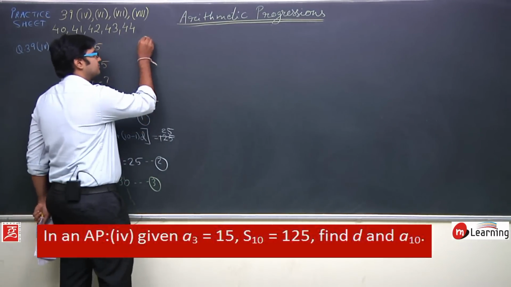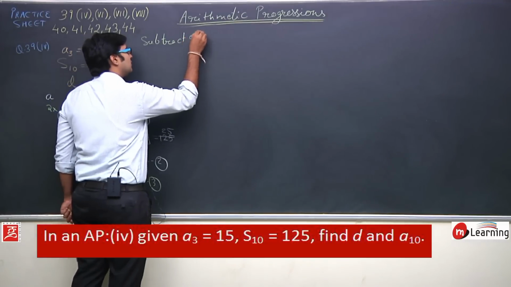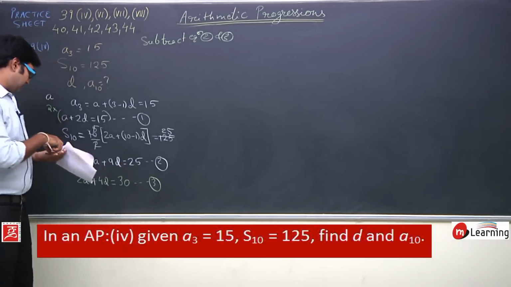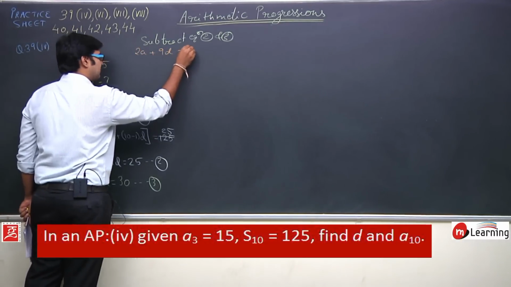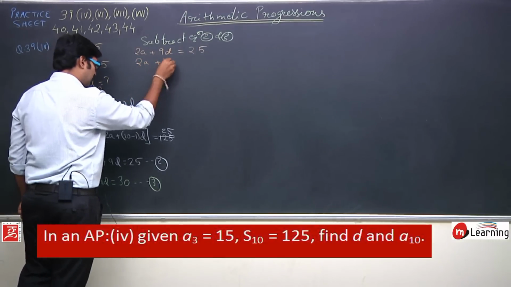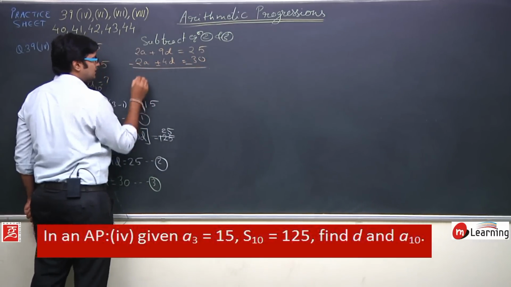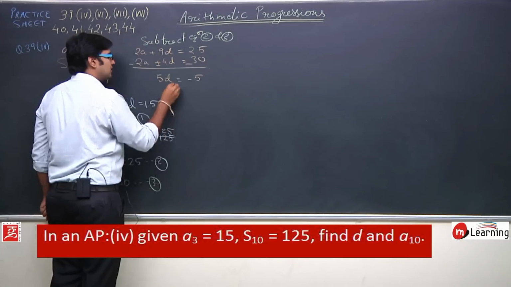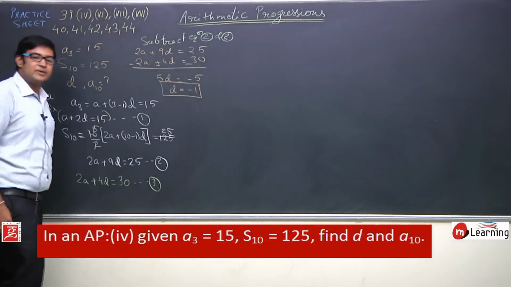Now subtract equation 2 and 3. We subtract the second and third equations. We have 2A plus 9D equal to 25, and 2A plus 4D equal to 30. So just solve this. When we subtract, it will be 5D is equal to minus 5. This means D is equal to minus 1. Okay, we have got D as minus 1.